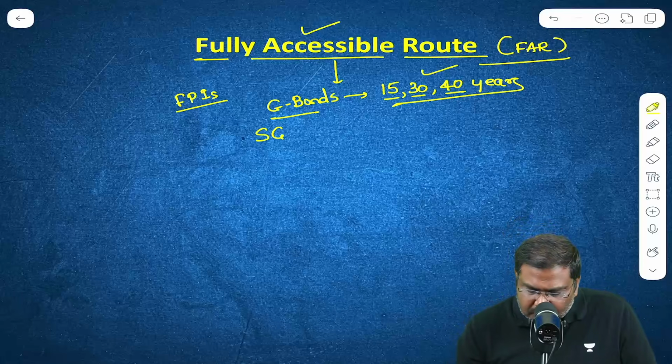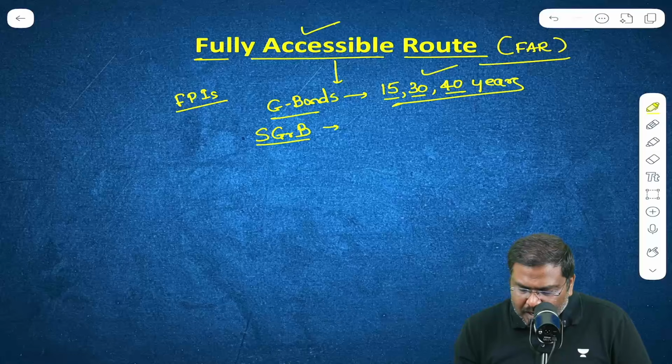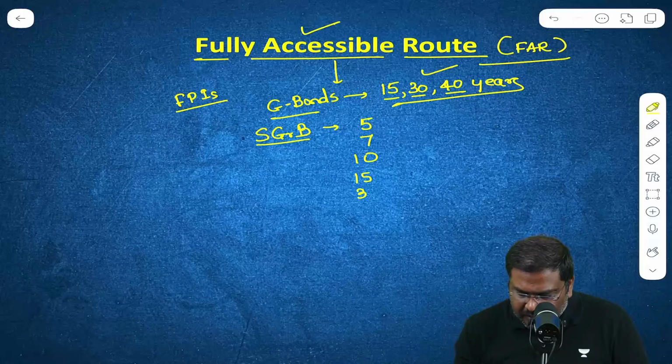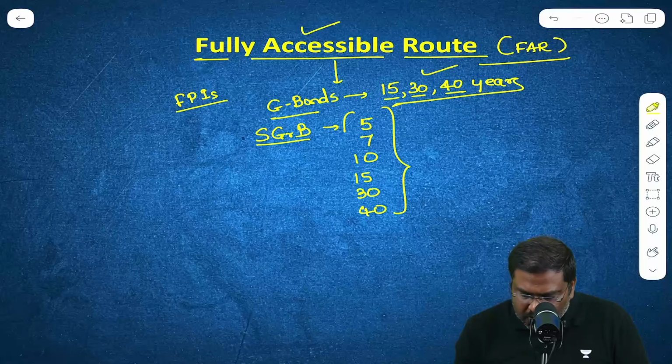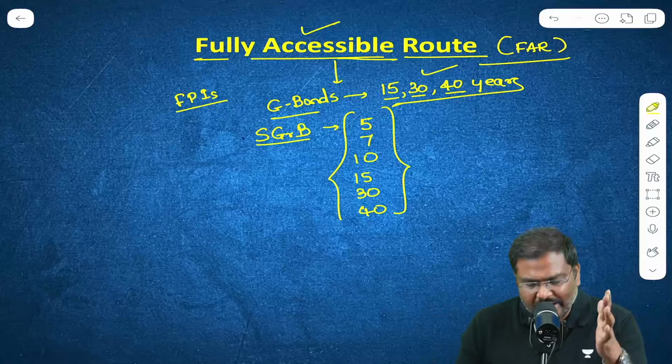In addition to this, the sovereign green bonds which will be issued going forward, with maturity periods of 5 years, 7, 10, 15, 30 and 40, these particular sovereign green bonds will also be covered under the fully accessible route. This is one more very important reform.